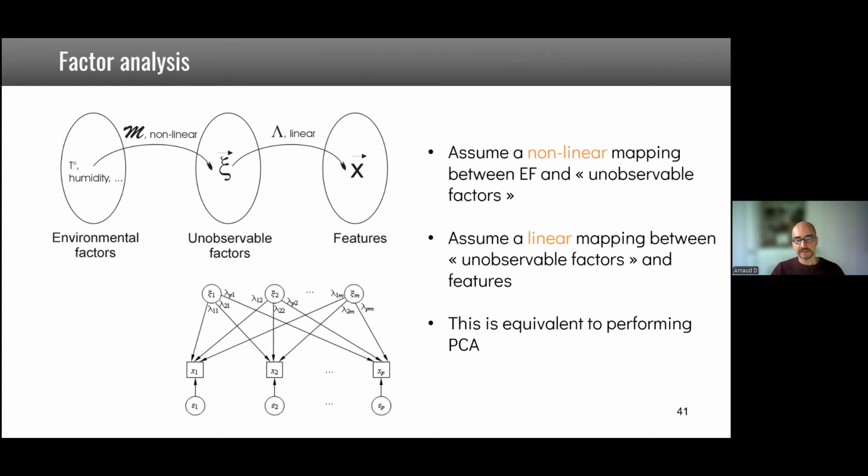But if you look at this, this is really equivalent to performing PCA because I'm also looking in my space of features for a linear relationship between my features and some things here that I can call principal components, or I can call unobservable factors, or I can call my eta values in my covariance analysis. They are all the same. They are all based on the same model.